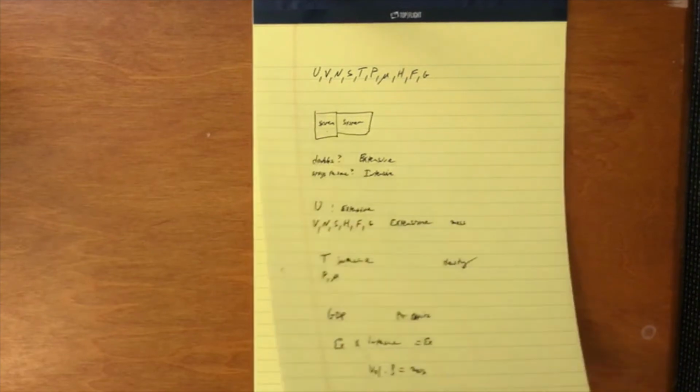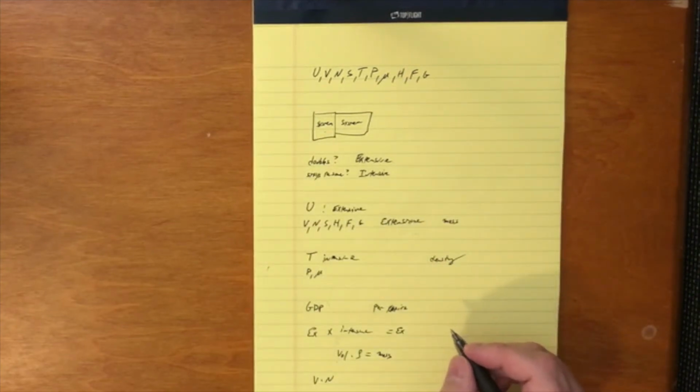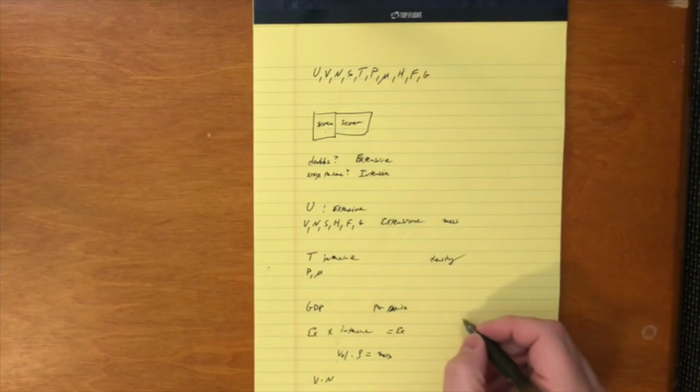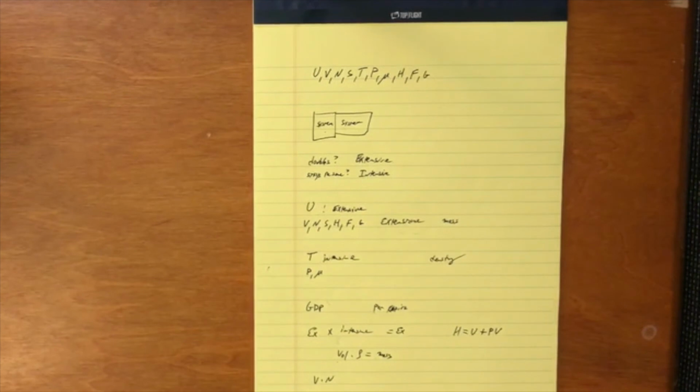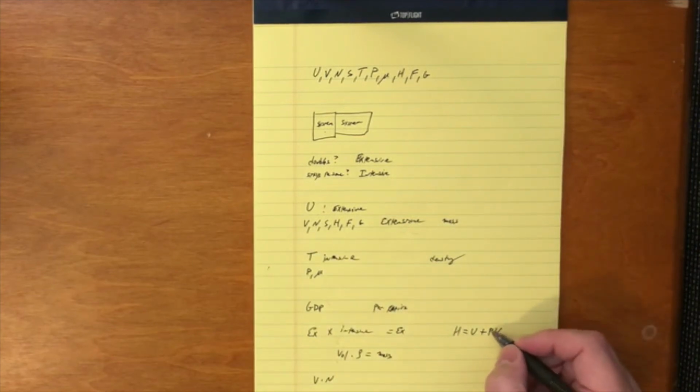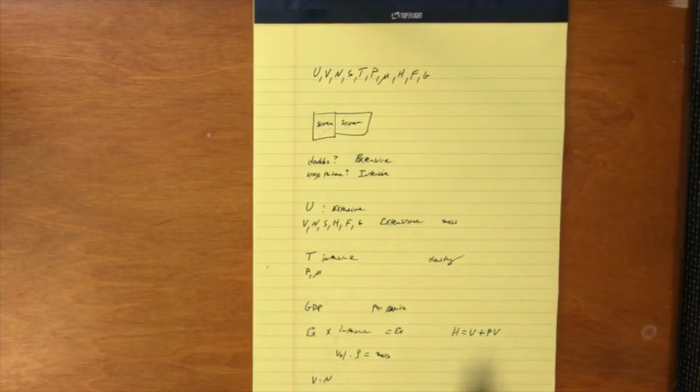If you're adding extensive variables together, then that's just fine. For instance, the enthalpy, we said, is the energy plus P times V. Well, energy, that's an extensive variable. Pressure, that's an intensive variable, but volume is an extensive variable. And so pressure times volume is an extensive variable. So everything over here on the right is an extensive variable, and what we get over on the left, the enthalpy, is also an extensive variable.